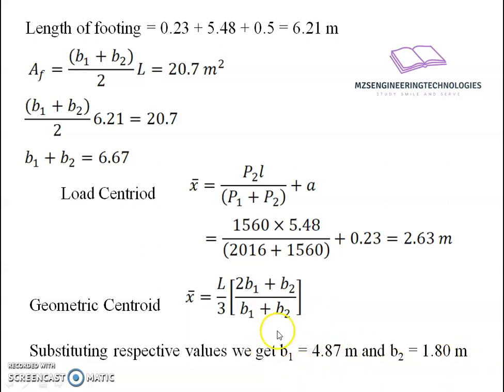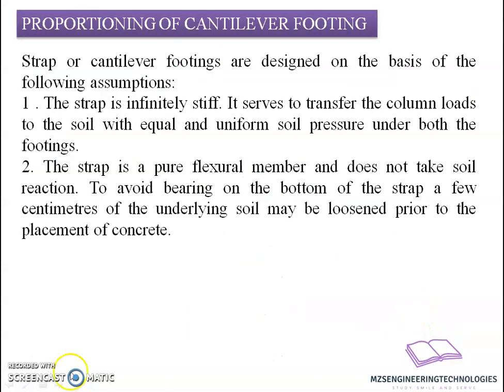Hence we are going to provide a footing of length 6.21, with width equal to 4.83 along column 1 and width along column 2 equal to 1.80. Now let us move towards the proportioning of the cantilever footing.